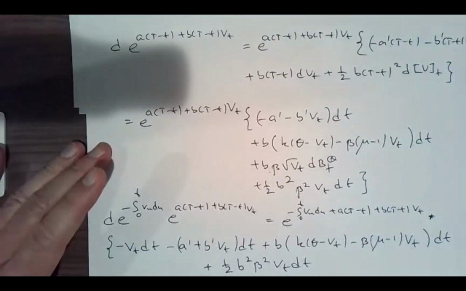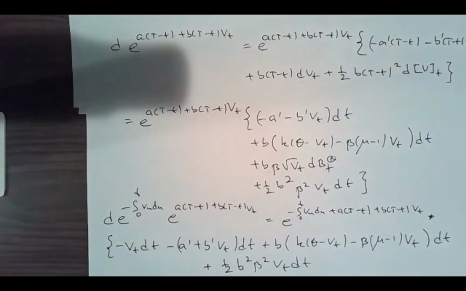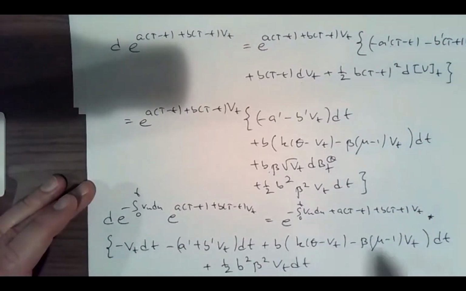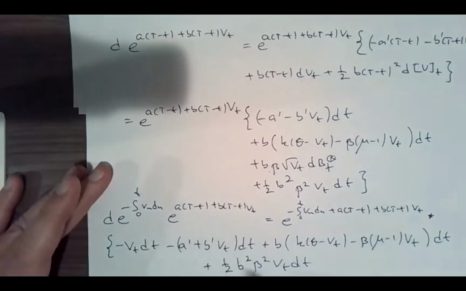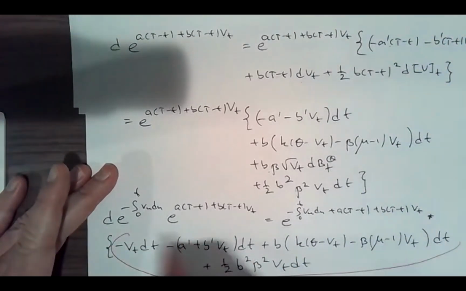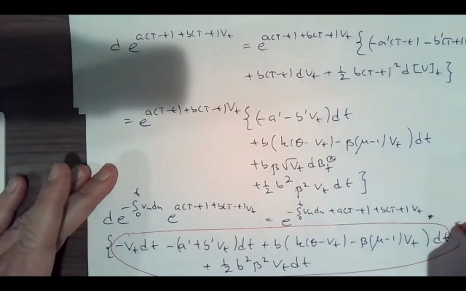I'll make sure. And when you simplified this, note we're assuming we're plugging in big T minus little t. You plug it in everywhere you see A and B. Okay. You know that, because this is a martingale, all this stuff here is 0.